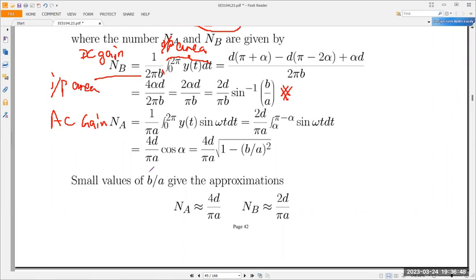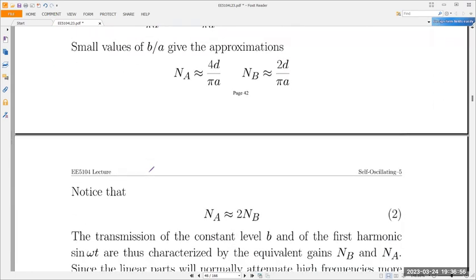Now, the key result is in my next statement. You look and say, hey, the key result of this research is that this is always 2 times of this. 4D over pi A is 2 times 2D over pi A. So this is 2 times of this. So this is the key result. All right. The AC gain is always 2 times the DC gain. So this is the key result.